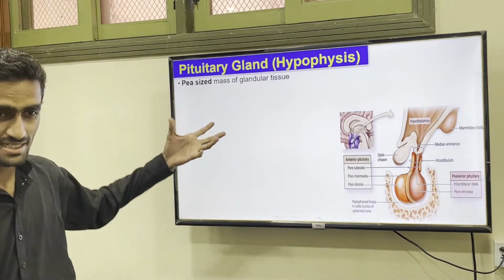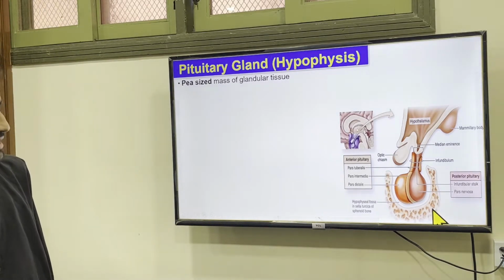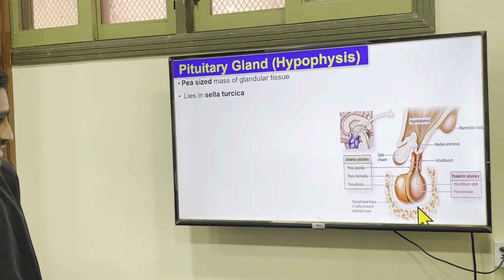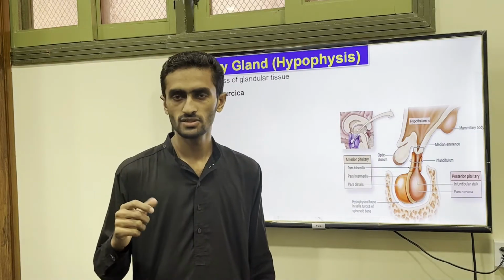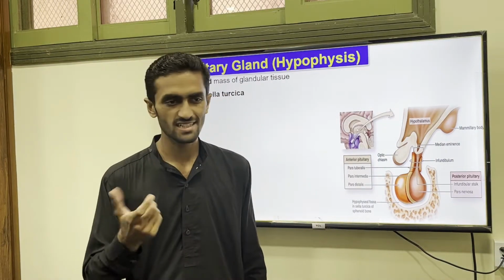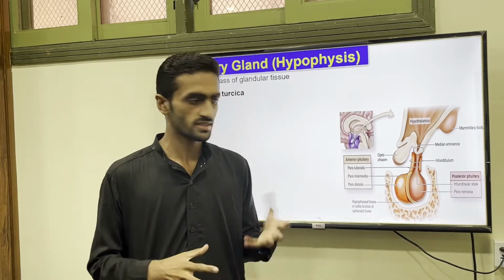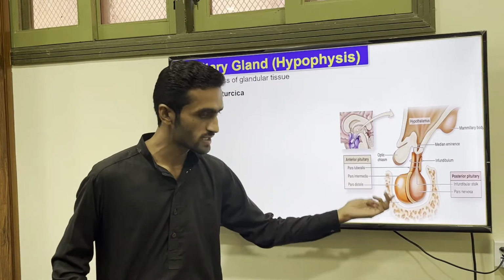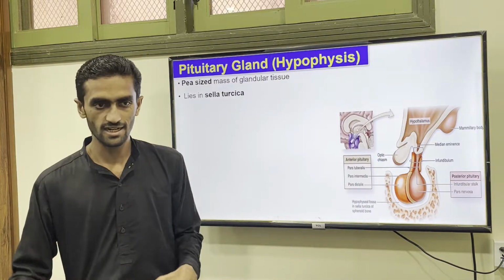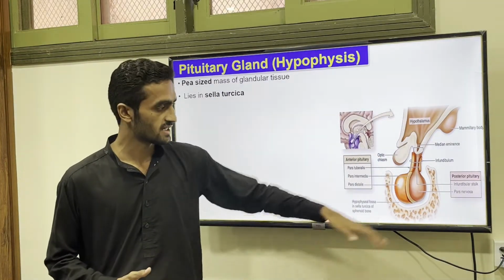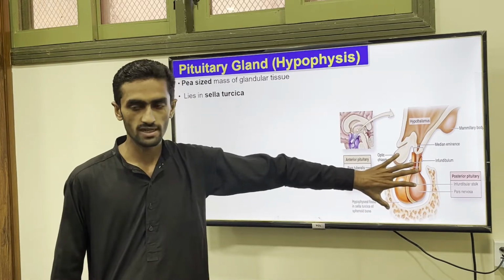It's a pea-size gland, and it lies in the sella turcica. Sella turcica is a term meaning the Turkish saddle, the saddle of a horse where the rider sits. If you look at the structure, it looks like a saddle of the horse. So its name came from the Turkish saddle, and that's why we named it the sella turcica. It's located in the sphenoid bone. It's a depression in which this pituitary gland lies.